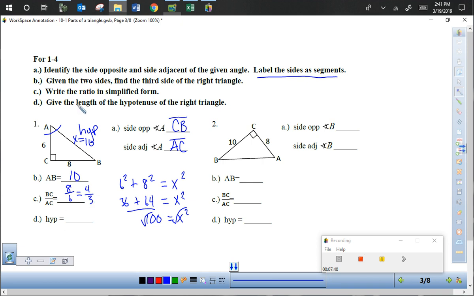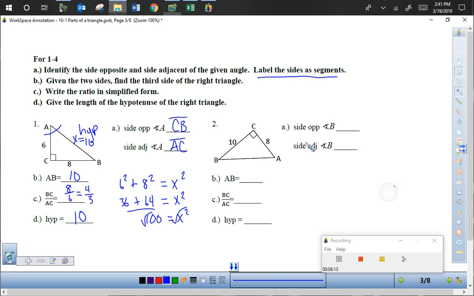Last thing, it just wants the length of the hypotenuse. The hypotenuse in our picture was this 10 that we saw before. So B and D ended up matching up. They will not always in this problem, because the missing side from part B does not always have to be the hypotenuse, so be aware of that.